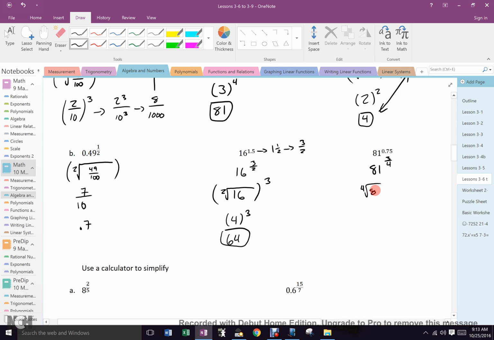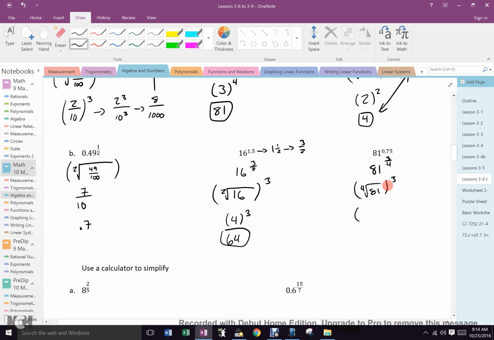4th root of 81 cubed. What is the 4th root of 81? Most of you, I haven't taught you how to find the 4th root on your calculator. Some of you won't know how to do that. So you got to use your head. I have taught you how to simplify.